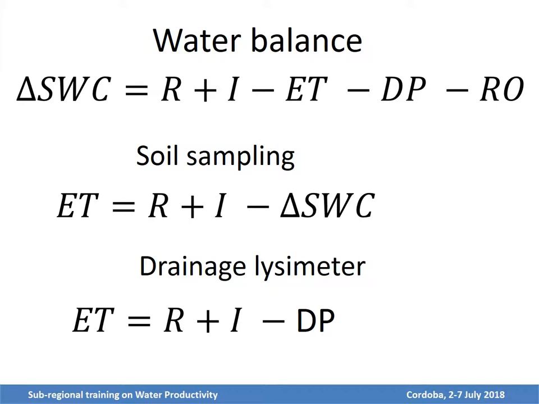In this case, we are assuming that deep percolation is negligible and surface runoff is negligible. We have an alternative. Instead of measuring soil water content for longer periods, if we consider that the variation in soil water content is very small between 2 dates, we can say that evapotranspiration is the sum of rainfall and irrigation, discounting the deep percolation, which is actually measured using a drainage lysimeter. Of course, both methods will require rather long periods, usually longer than 1 week.